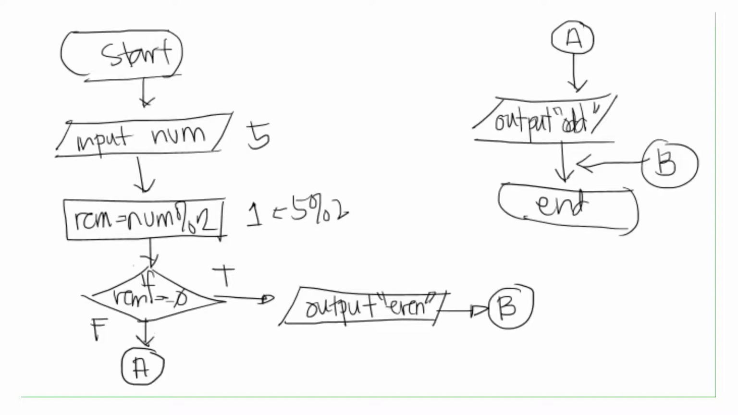Okay? But what if my value of num is 50? So 50 modulo 2 is 0. So if 0 is equals to 0, true. Then it will output even. Then connector B is after output odd, since we're going to end only the flowchart.